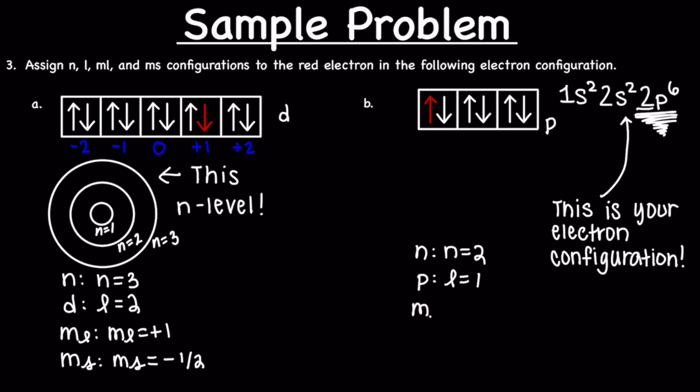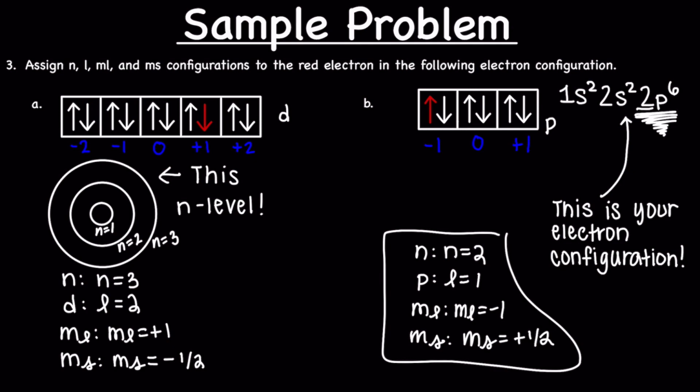For our ML value, we can label our chart as usual. Center is 0, right is +1, left is -1, telling us that our ML value is -1. And last but not least, our MS value is going to be +1/2 because our arrow points up. So these are going to be your quantum numbers for part A and for part B.